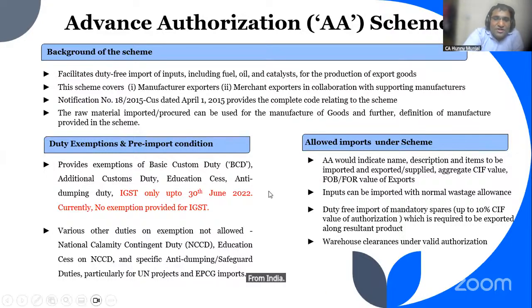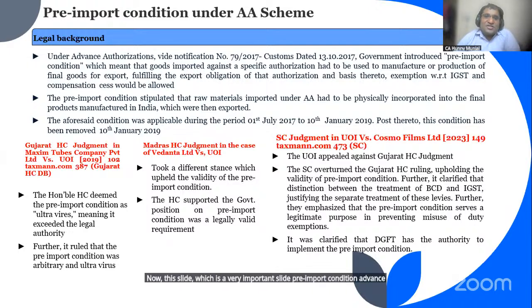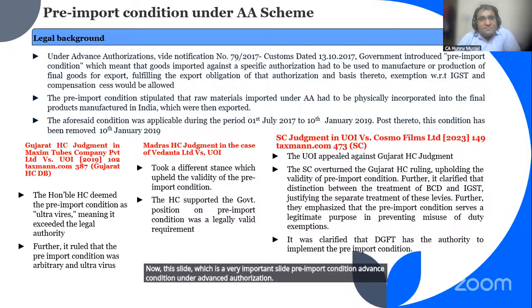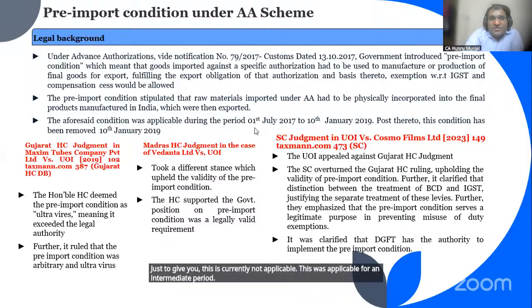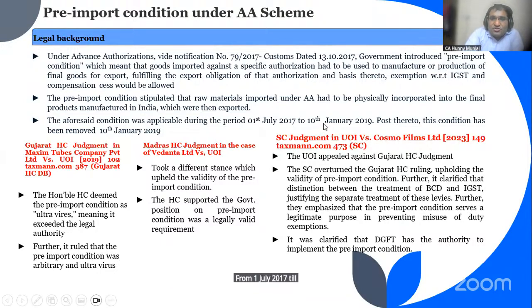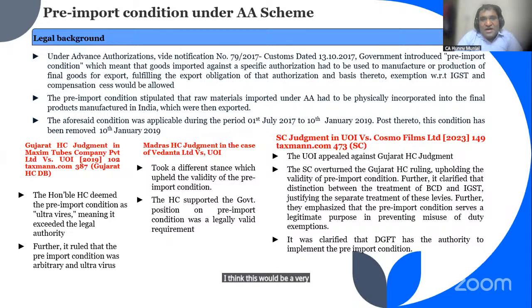I'll take you to the next slide. Now, this is a very important slide, the pre-import condition under advance authorization. Just to give you, this is currently not applicable. This was applicable for an intermediate period from 1st July 2017 till 10th July 2019. But on this topic, there are two contradictory High Court judgments and one Supreme Court judgment. So this is a very important topic. If you want to understand the basics of advance authorization, I think this would be very important. But as of now, this is not happening. So this is a basic caveat for that.